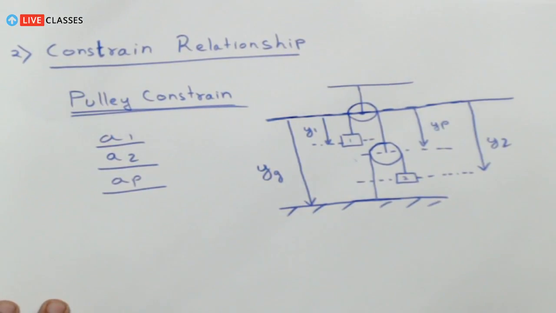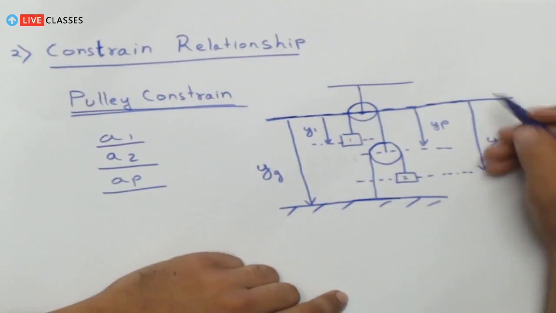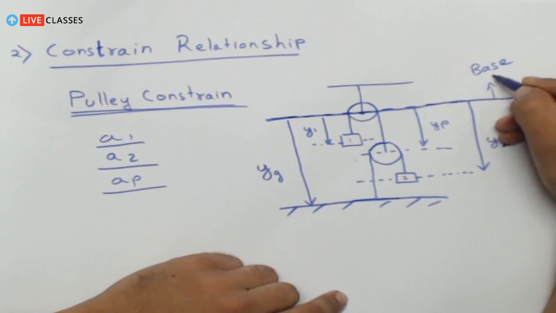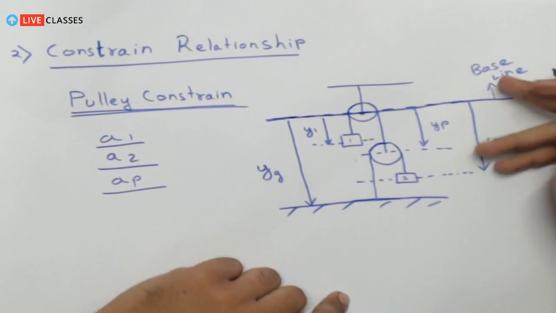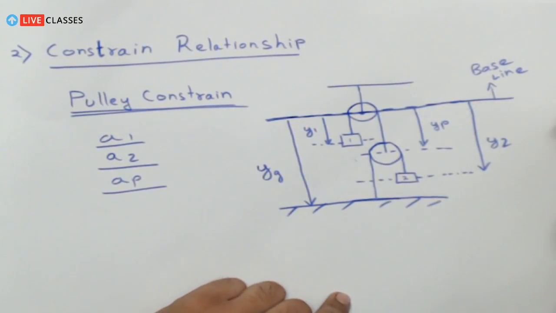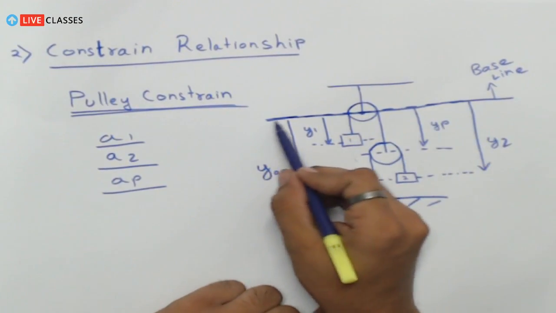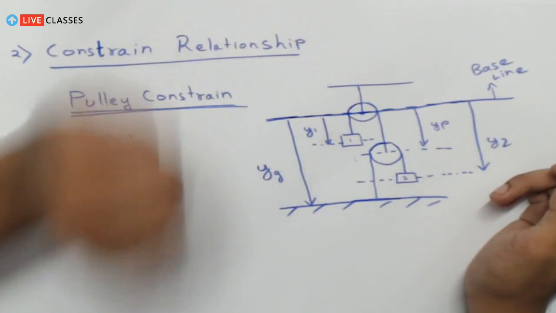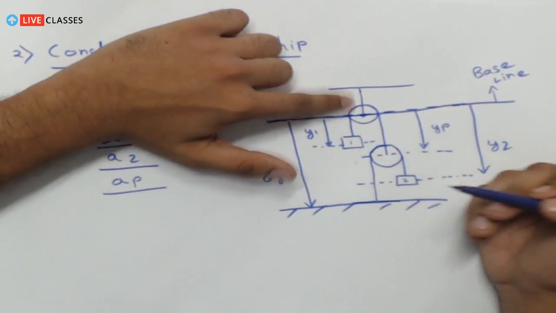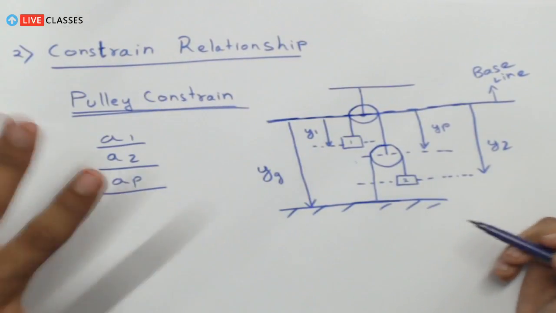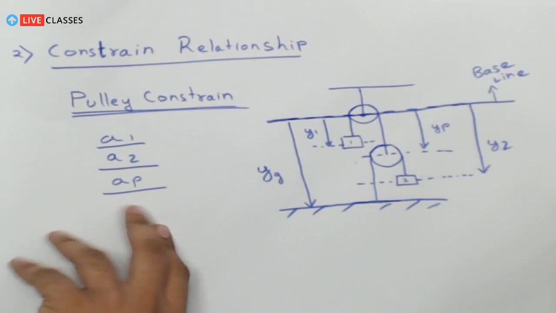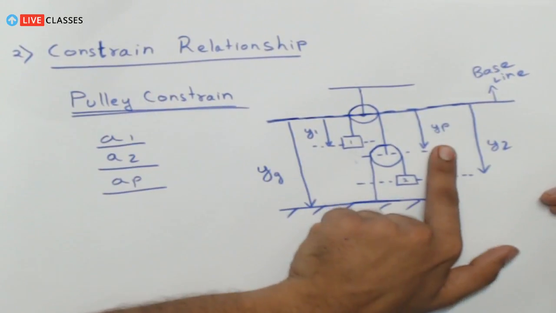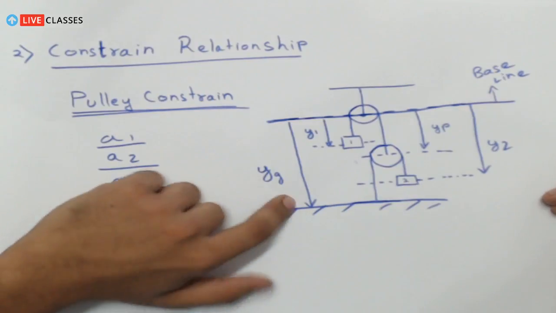Okay, so what I told you to do right now is to draw the baseline. Actually there is no term called baseline, but I'm giving it that name. It's the line above which no points are moving. See, it's the baseline, so above this no points are moving, right? Nothing is moving over there. So right now I have drawn a few lines: y1, yp, y2, yg.